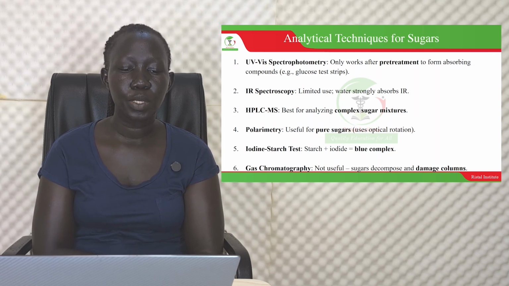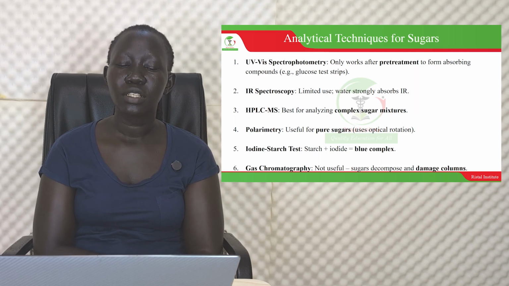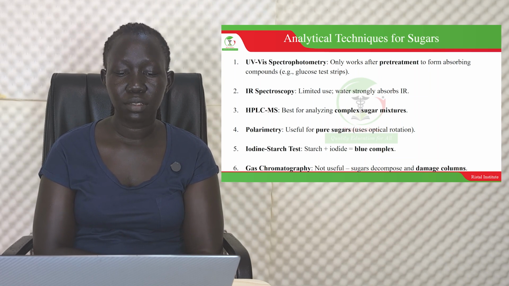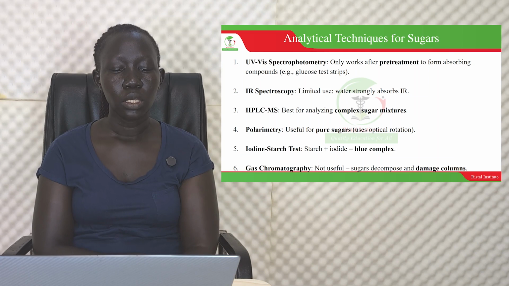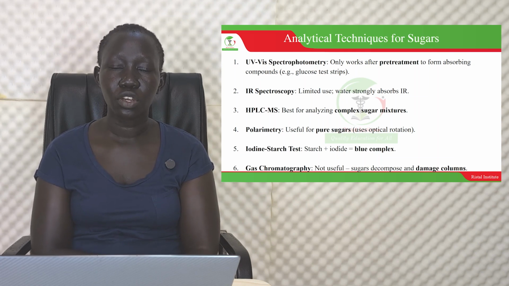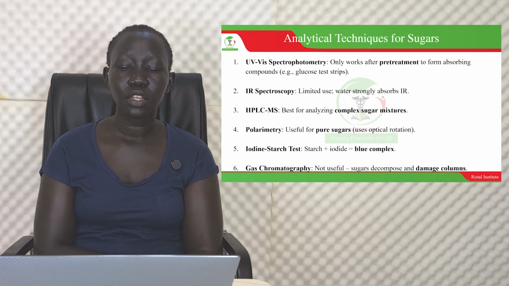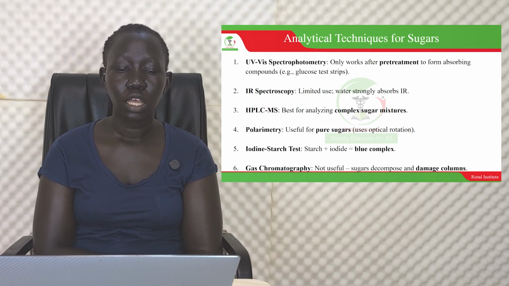Then we have HPLC-MS, which is best for analyzing complex sugar mixtures. Polarimetry is useful for pure sugars and uses optical rotation. Then there is the iodine starch test, where iodine plus iodide plus starch produces a blue complex. Gas chromatography is not very useful, because sugars decompose and can damage the columns. That's why it's not a very reliable method of sugar analysis.